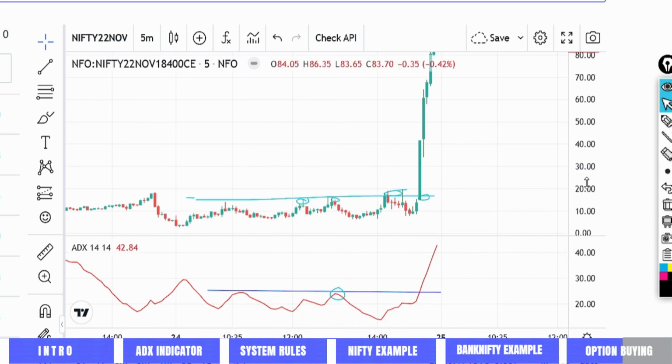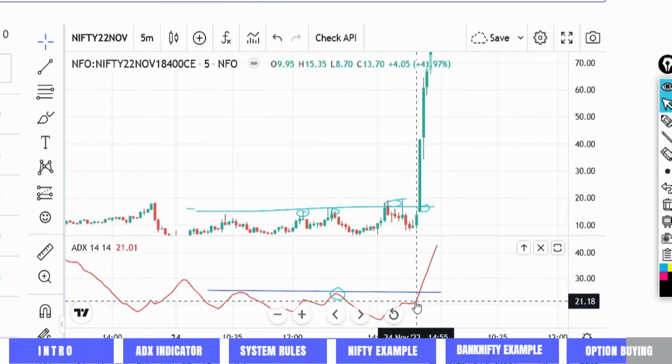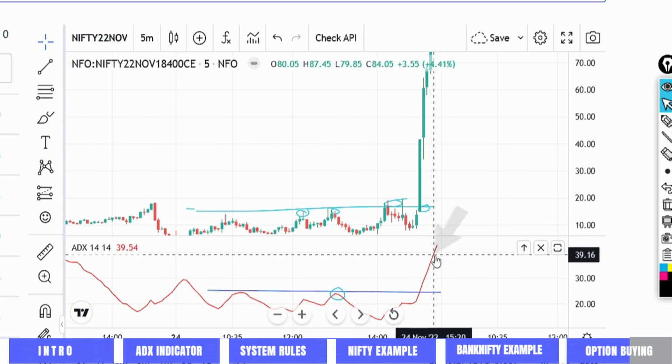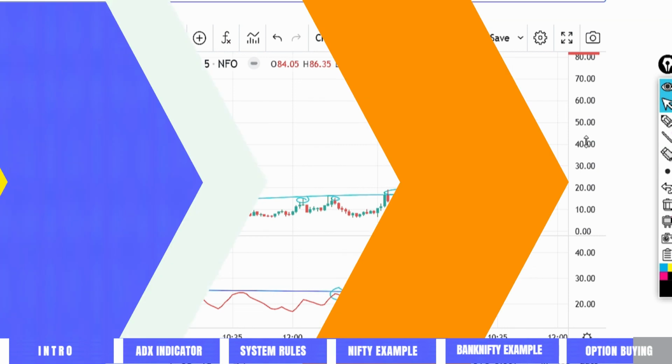And this was possible because the ADX was telling us that yes, there is high possibility that the stock or the option will go up. And as you can see, it went above 25 and kept going up. So this is how we use the ADX indicator, and you can use it in options as well, especially for options buying. So I hope you liked today's video.